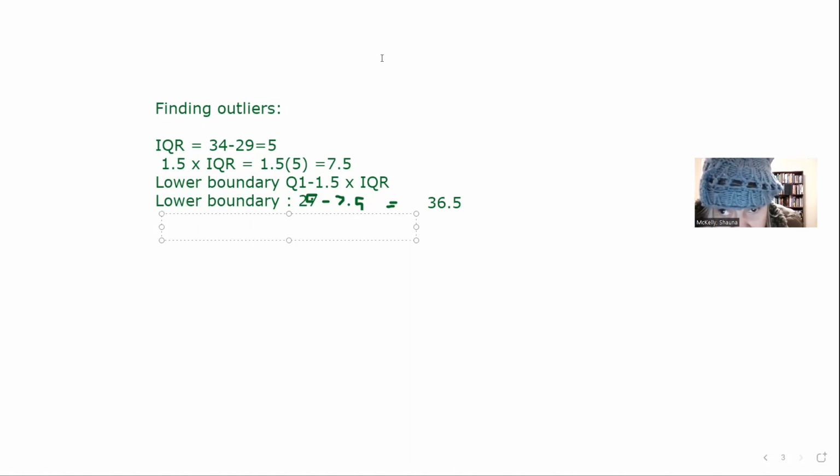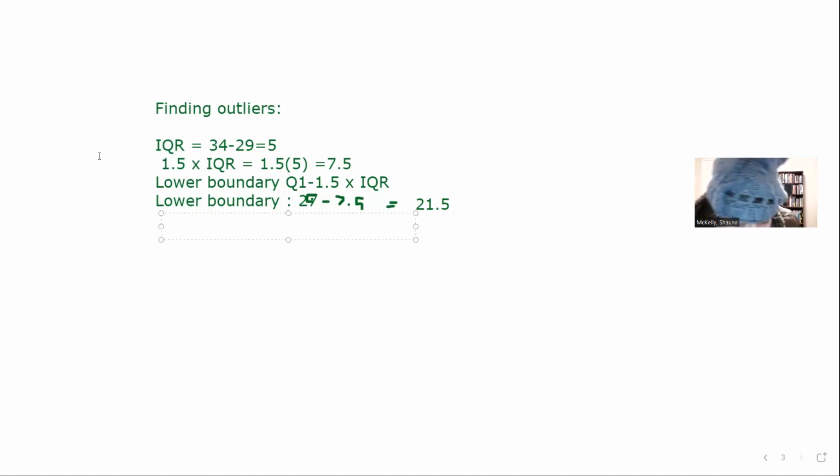Sorry. I mean, I added when I should have subtracted. My apologies. 29 minus 7.5 is, let's see, 29 minus 8 would be 21. So it should be 21.5. This is 21.5. I don't have any values lower in my data set. Remember, my lowest is 21. So I don't have any outliers in this data set.